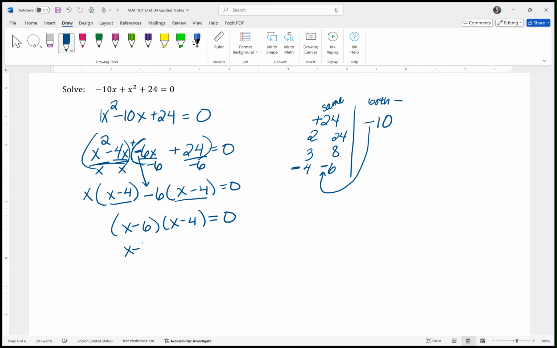And then setting each one of those equal to 0 and solving gives us our two solutions. So this is going to be plus 6, that's x equals 6, and plus 4, that's going to be x equals 4. So our two answers would be 6 and 4. So I hope seeing that a couple more times was helpful.